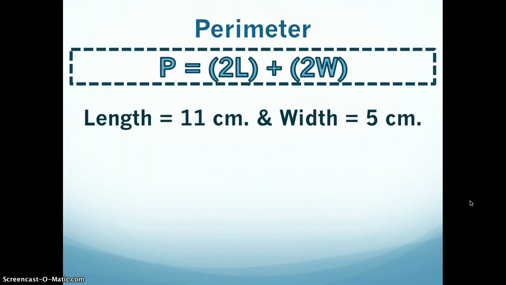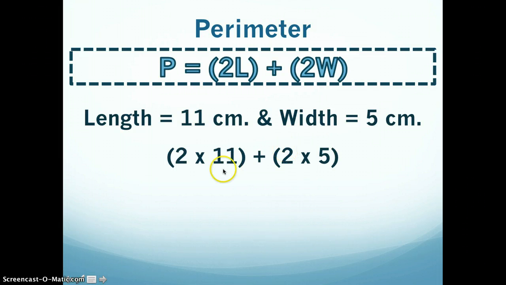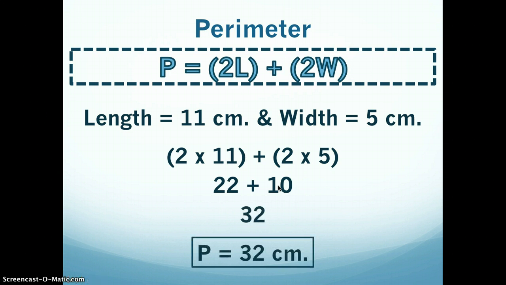If we plug that into the formula above, we end up with 2 times 11, the length, plus 2 times 5, the width. 2 times 11 is 22. 2 times 5 is 10. Add them together, you get a grand total of 32 centimeters.